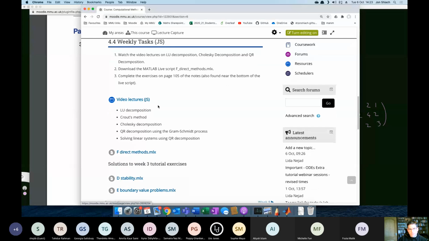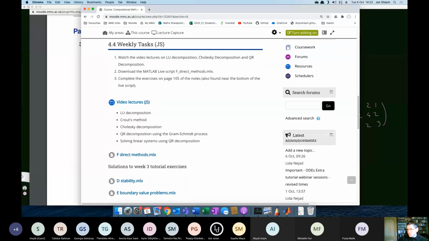Okay, so for my part of the unit this week, the subject is all about solving linear systems. Now these pop up a lot. We've just seen how they pop up in finite difference methods, but they also pop up in using implicit methods. So quite often we need to solve a linear system. There are a number of different methods for doing that.